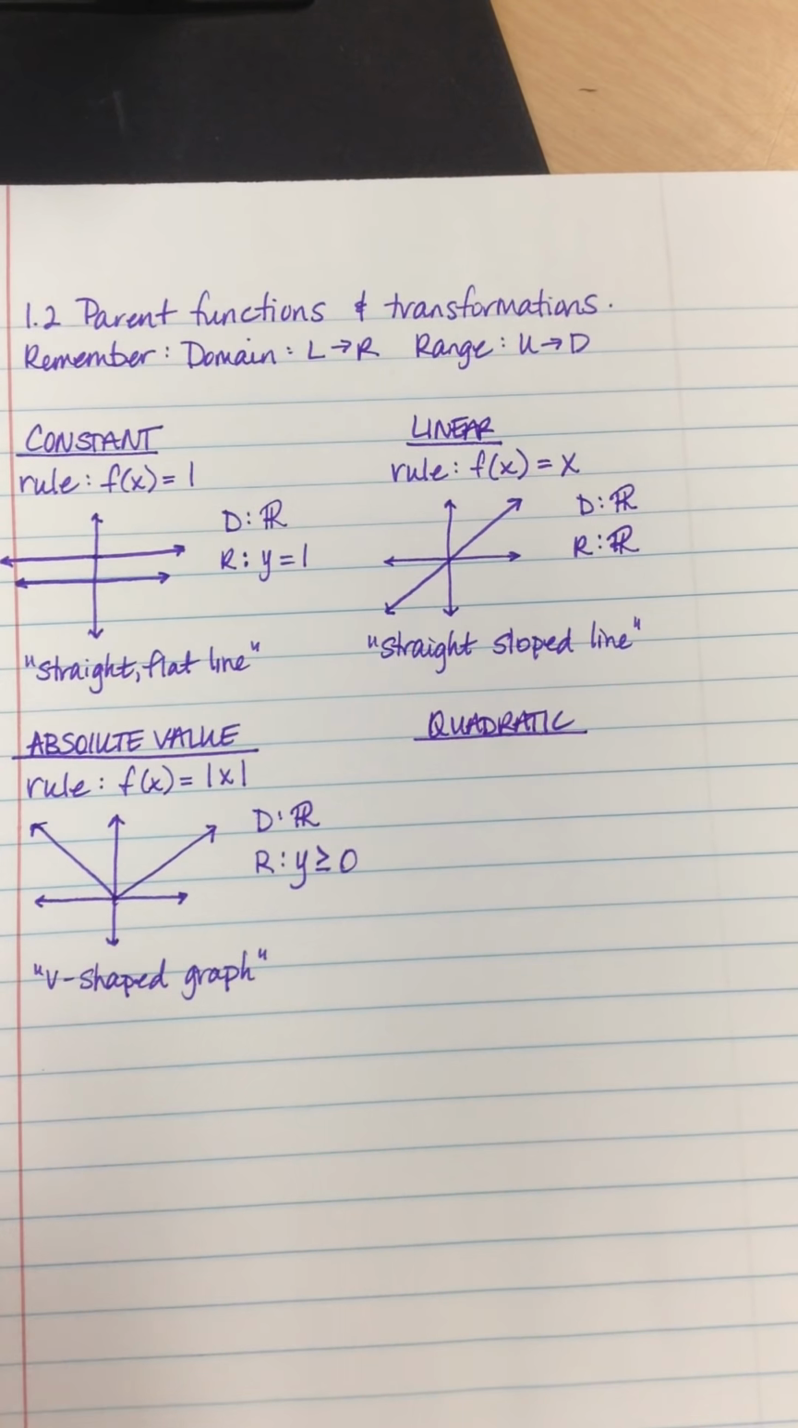Your equation for quadratic, f of x equals x squared. This one also has a dead giveaway. Anytime you see a variable squared, that tells you that we have a quadratic equation. Hopefully you remember what the quadratic graph looks like. The graph of a quadratic is what we call a parabola, which is basically a U-shaped graph.